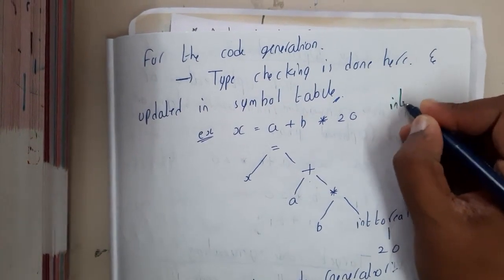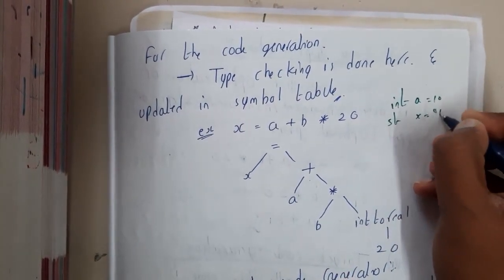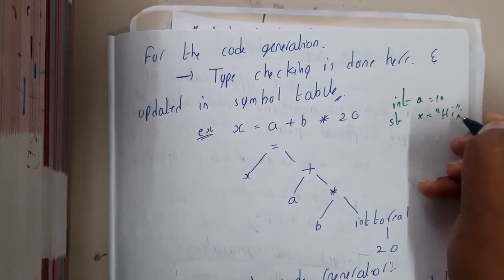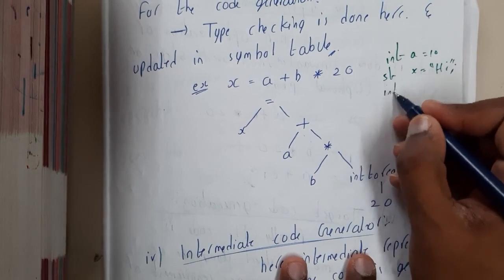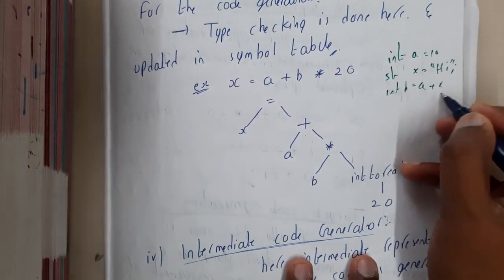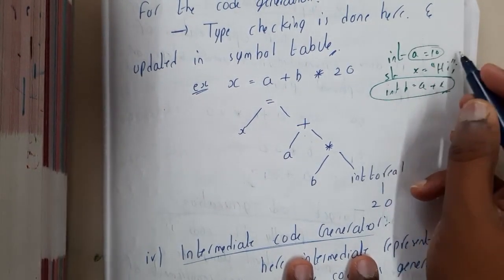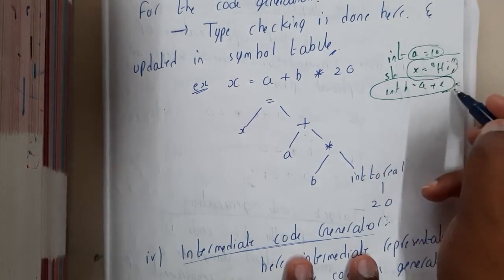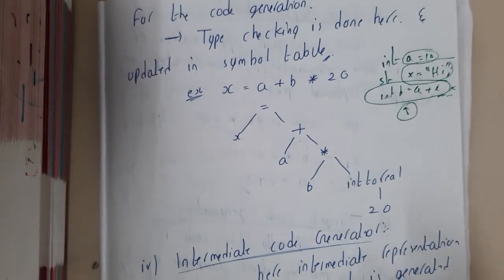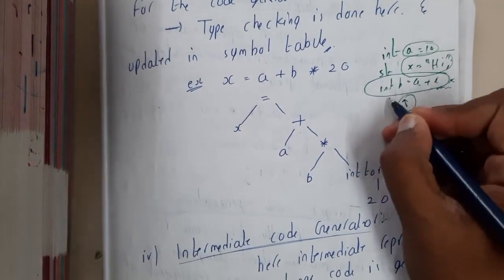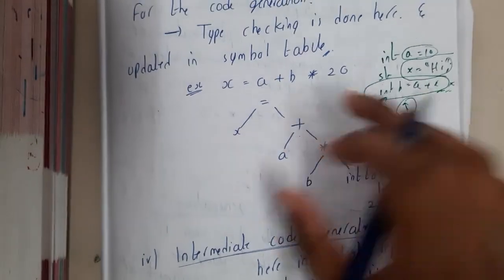Remember the type checking. Assume that you wrote int a is equals to 10, string x is equals to hi, and at the end you are trying to add them: int b is equals to a plus x. Adding a numerical and a string is not possible, right? That is the reason why you will be getting an error. These kinds of things will be identified here, guys.